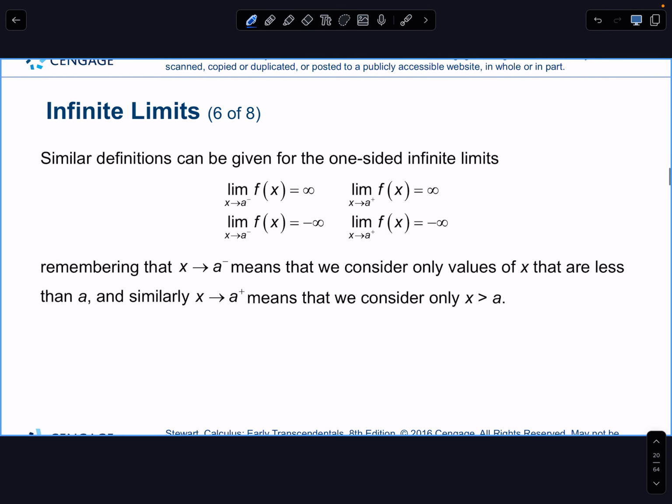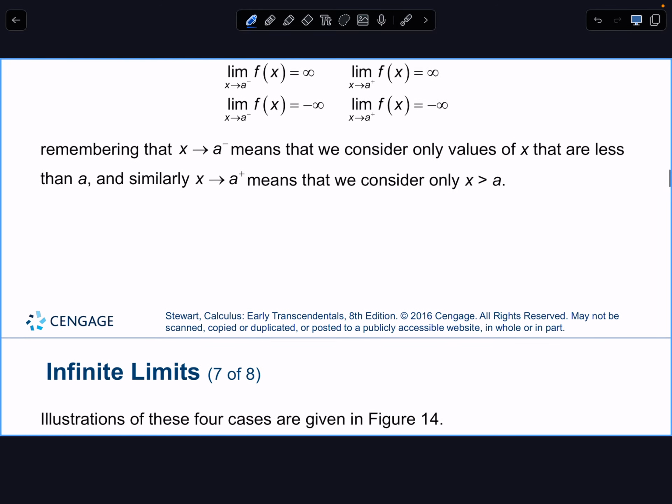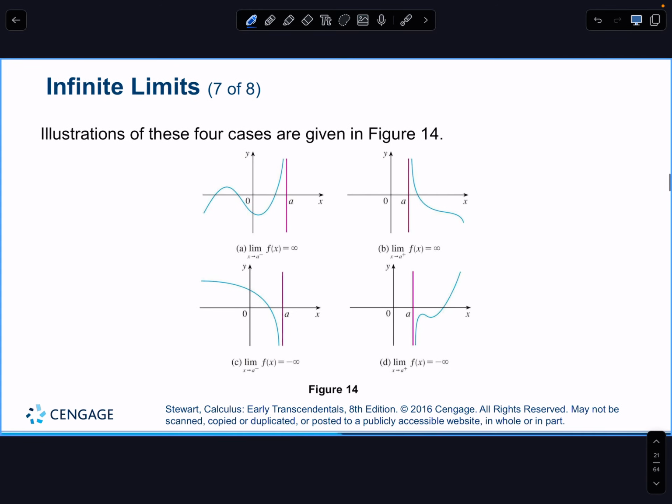And then here we have one-sided limits. A function could just go up to infinity from one side and negative infinity from the other side. So let me just show you the pictures here. This is common with rational functions. It'll go up to either infinity or negative infinity just on one side. And so it won't necessarily have a limit.